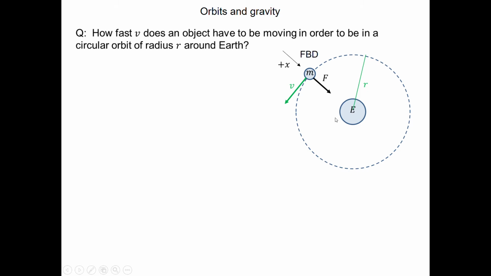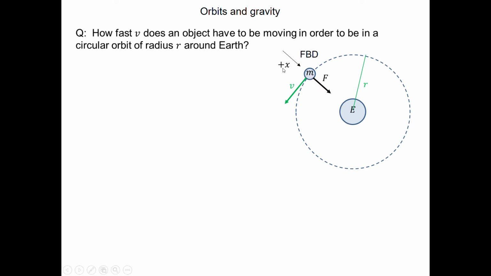So I'm going to turn part of my cartoon into a free body diagram because it's so simple. There's only one force on this object of mass m in an orbit of radius r, and that is the Earth's gravitational force. I just called it F, the force from Earth on that object of mass m. And I chose, as always, some axes. In this case, I know this object is accelerating towards Earth.